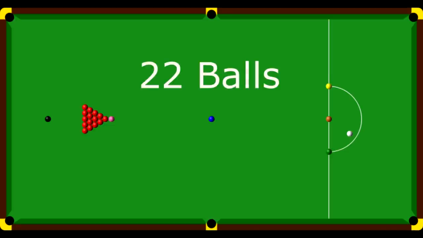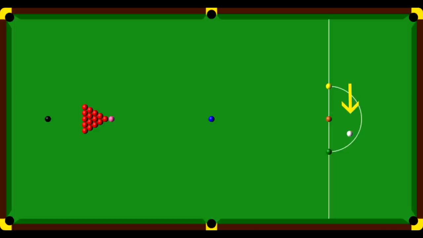The snooker balls. There are a total of 22 balls used on a snooker table: one white ball, 15 red balls, and 6 coloured balls. The coloured balls include yellow, green, brown, blue, pink, and black. While the value of all the reds are equal at 1 point each, the colours each have different values. From least to most, the colour values are yellow with a value of 2 points, green 3 points, brown 4 points, blue 5 points, pink 6 points, and black 7 points.